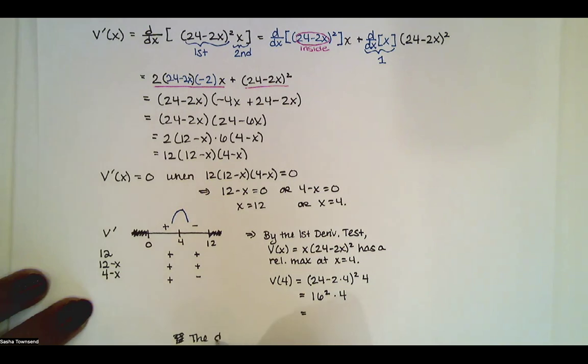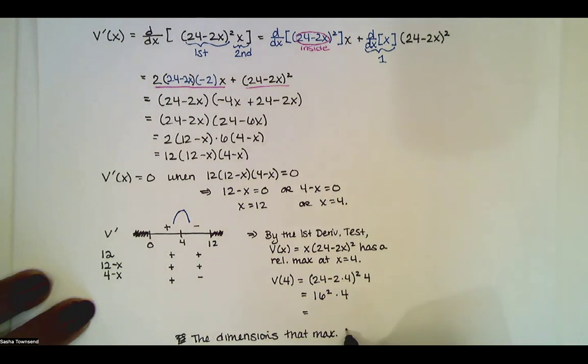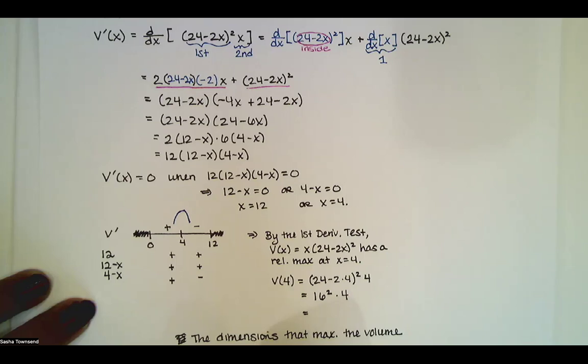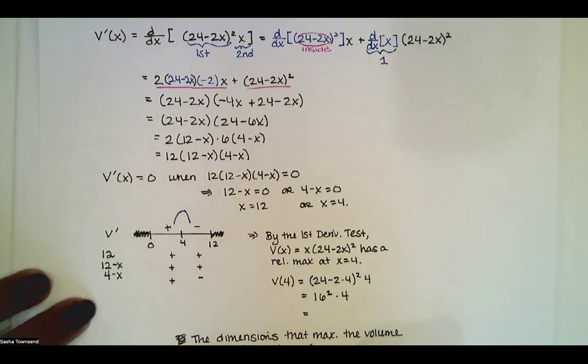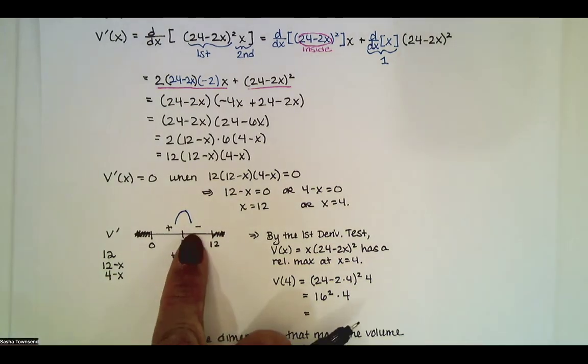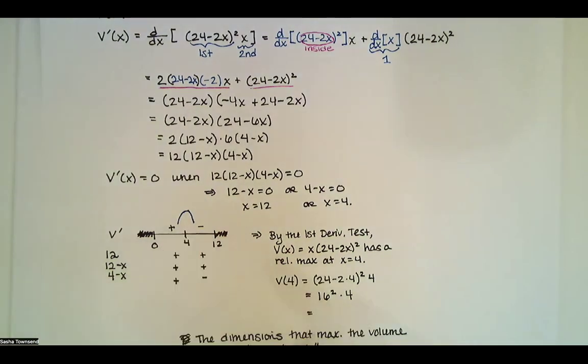Let's use a complete sentence. The dimensions that maximize the volume are 4 inches by 16 inches by 16 inches. Now, that's a relative minimum, or excuse me, a relative maximum.